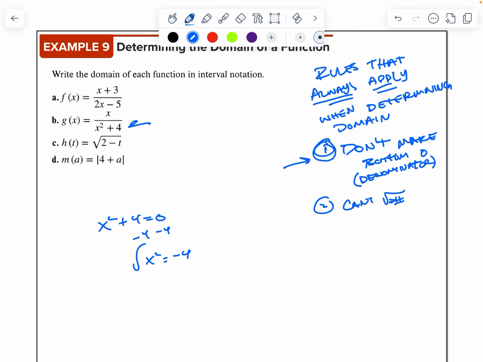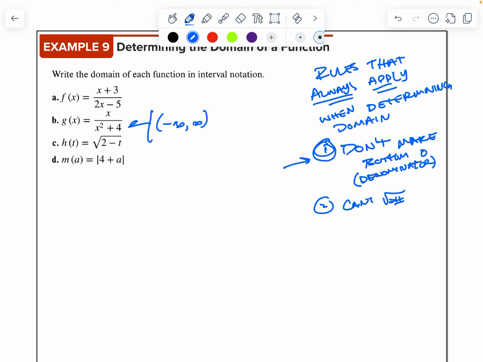You could square root both sides. X equals plus or minus 2i. Try and put 2i on a number line. Can't do it. So if there's no restrictions, there's nothing that can make the bottom 0. There's no real number, I should say. There's no real number that can make the bottom 0. Then the domain is just negative infinity to infinity.